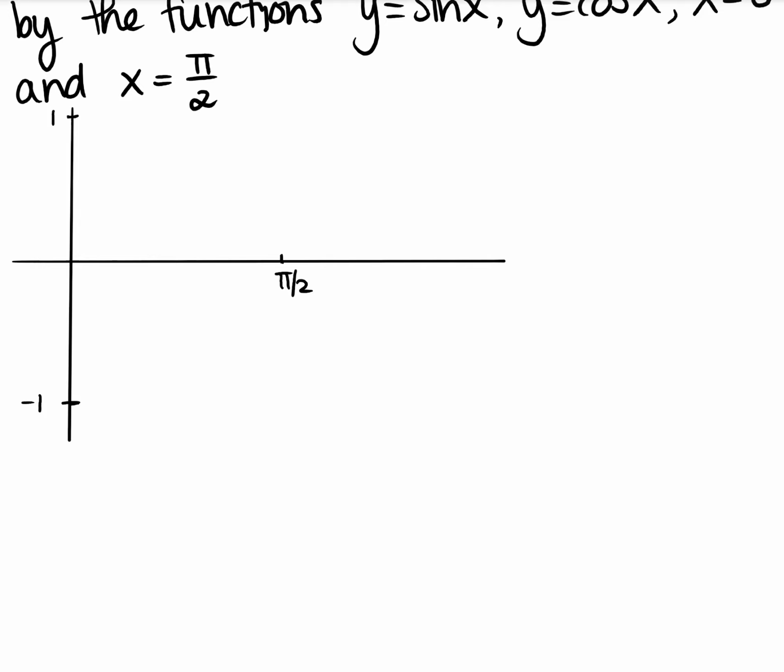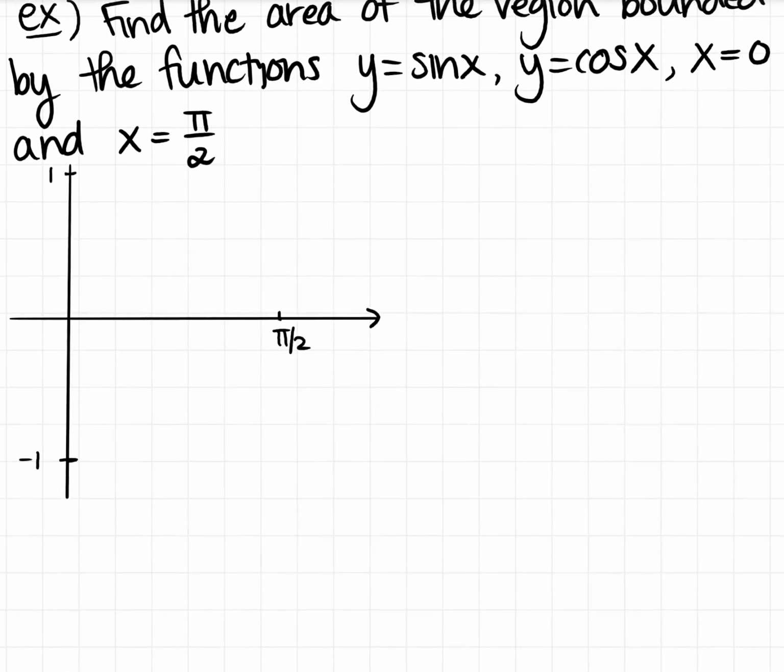All right, so here's my little XY axis here. Not perfect, but close enough. Just a little hint: pi over 2 is about 1.57. Usually wherever I put my 1 and my -1, I go a little bit more than that for the distance between 0 and pi over 2. So let's see what I have here.